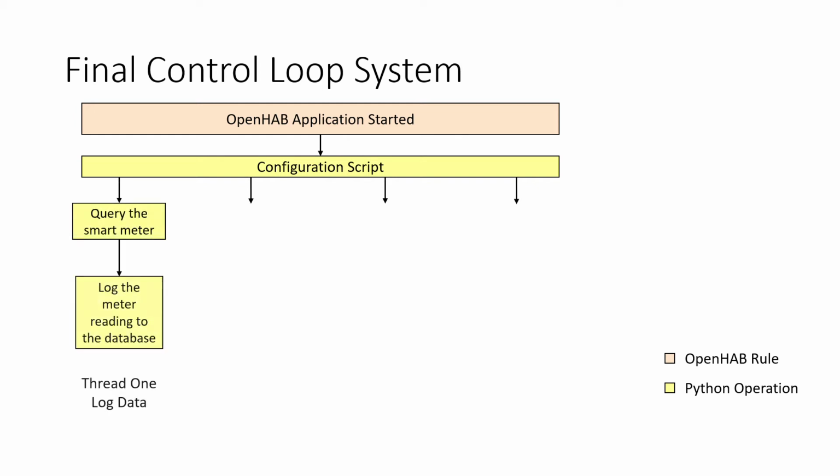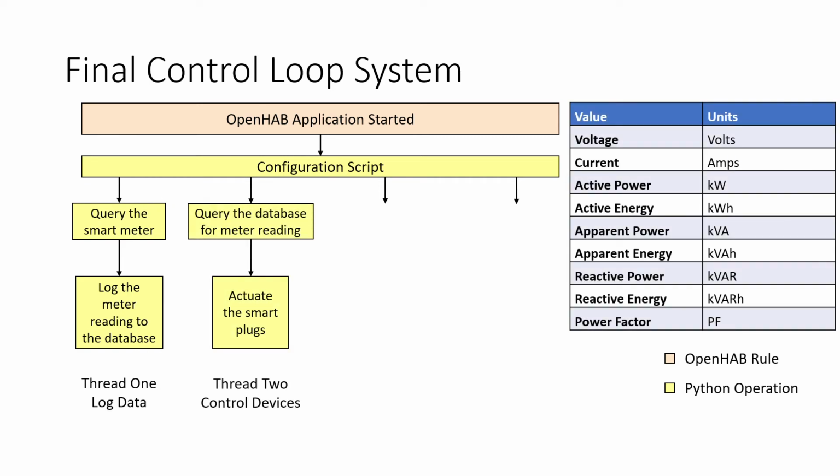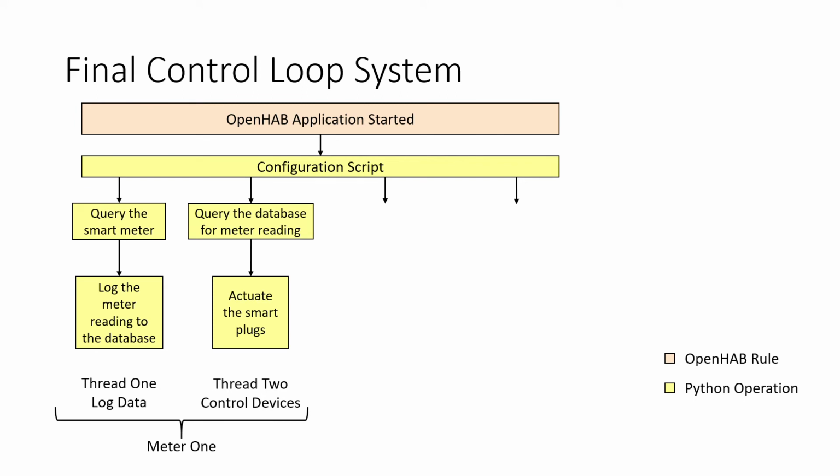The first script creates a connection to a smart meter and queries it for power levels. It then logs these readings to the database. The second script queries the database, so that any of the available power readings which the meter supports, shown in the table, can be used to turn on the plugs. These 2 scripts were for one of the smart meters.